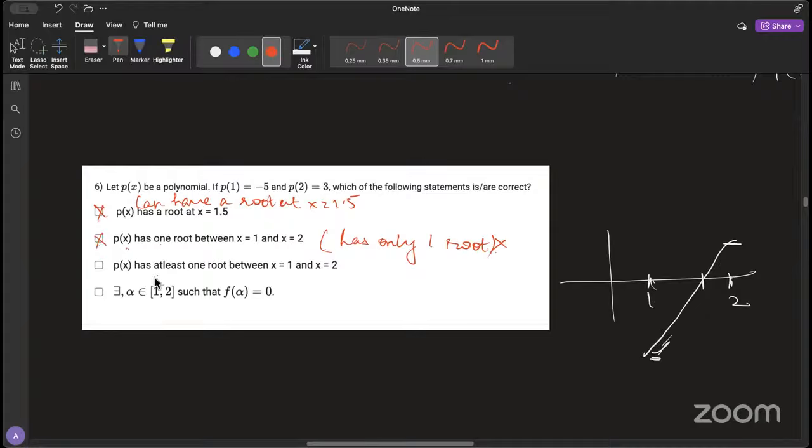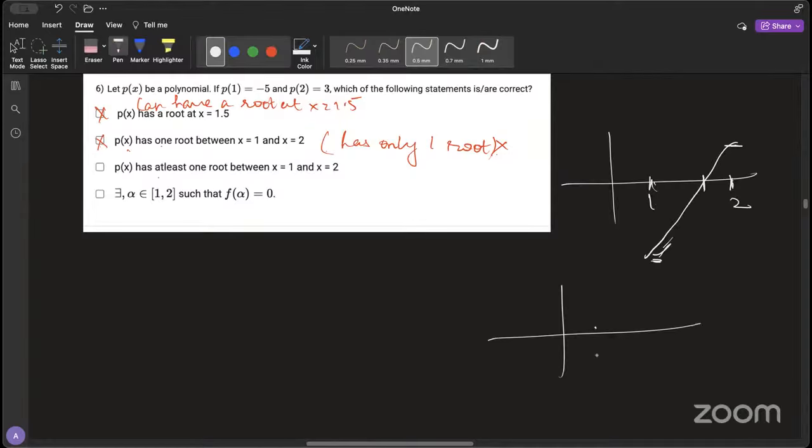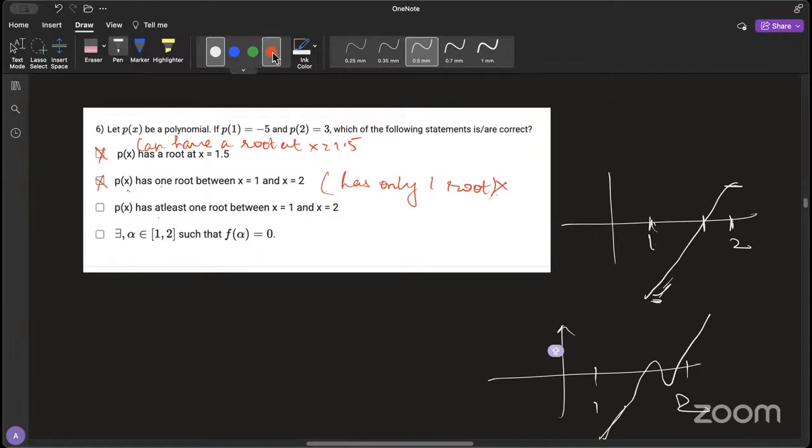At least one root will be correct. You should have at least one root, and you can have more than one root. This is a possibility. This is also one possibility, 1 and 2, and you will have things like this. This is also a possibility. So this should be correct. You can have one root and more than one roots.